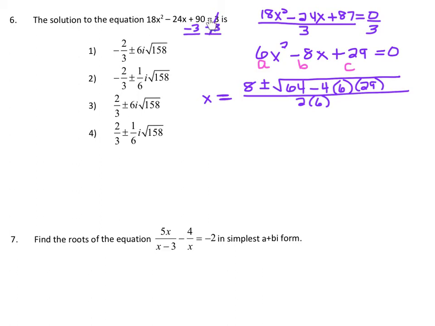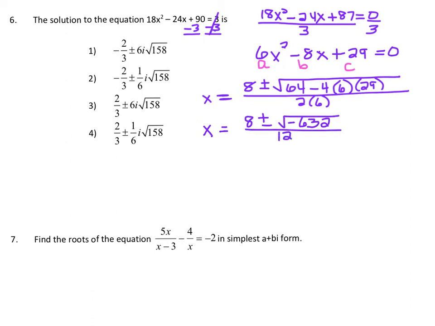All right, don't forget to write x equals, right? If this is an equation, see how there's an equal sign here and an equal sign here? You have to keep it in equation the whole way through. So don't forget about the x equals. On a test, you lose a point for that one. So x equals 8 plus and minus. Now you're just going to figure out what 64 minus 4 times 6 times 29 is. So that gives you negative 632. It's a larger negative number under there. Divided by 2 times 6, which is 12.